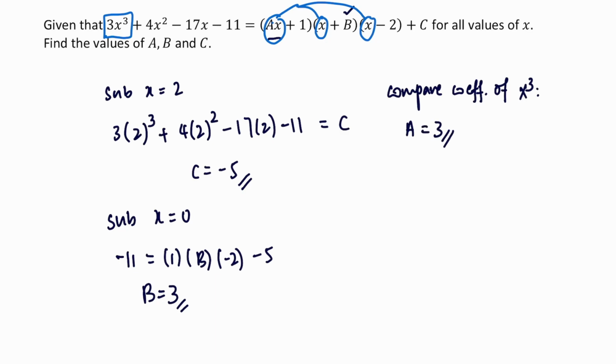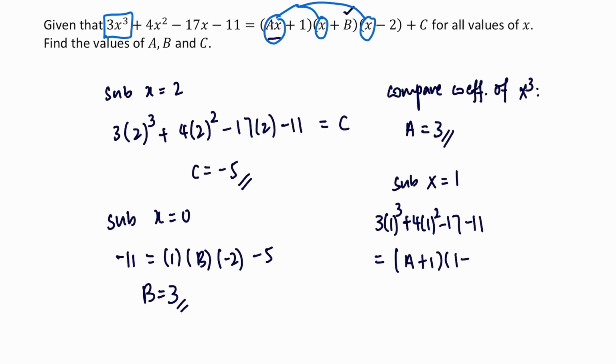Or you can also sub in an appropriate value. For example, we can try to sub in x equal to 1. So we have 3 times 1 cubed plus 4 times 1 squared minus 10 equal to a plus 1 times 1 plus b times 1 minus 2 minus 5. If you do your solving, you'll realize that you get a equal to 3 also.